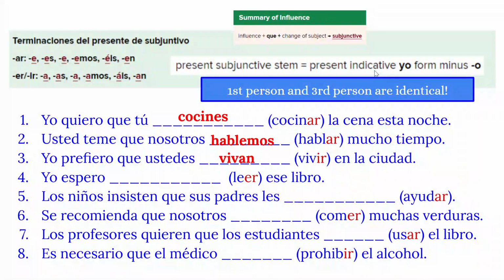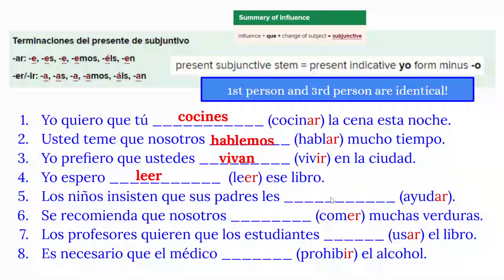Yo espero blank leer ese libro. What happened here? This one isn't subjunctive, is it? If I can't fulfill the rules of subjunctive, meaning the influence, the que, the change of subject, then I just have two verbs in a row. Two verbs in a row, conjugate the first, leave the second alone. Be very careful, some of these will pop up.